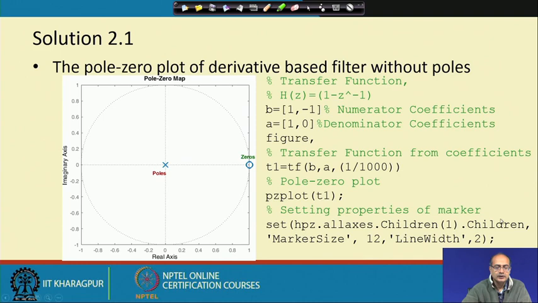So, here we get the pole-zero plot: we get the zero here and the corresponding pole at the center. A pole at the center does not have any effect. So, here we get the zero. This is the first thing we note, and next we go forward to see the response of this filter.